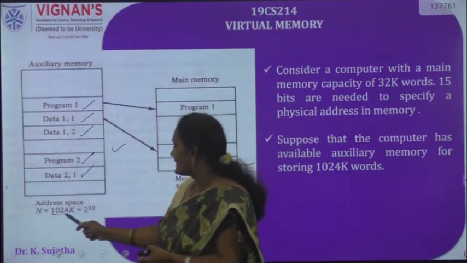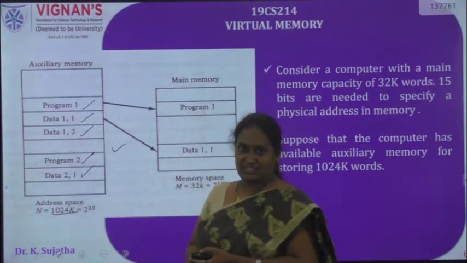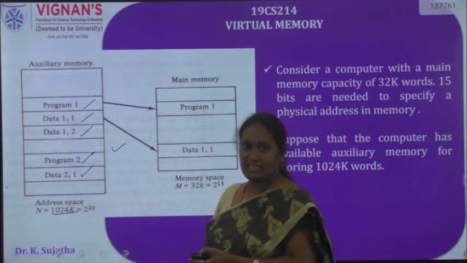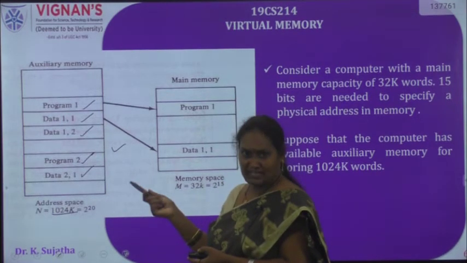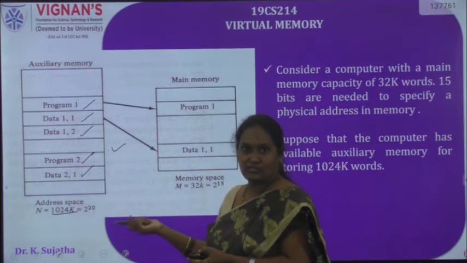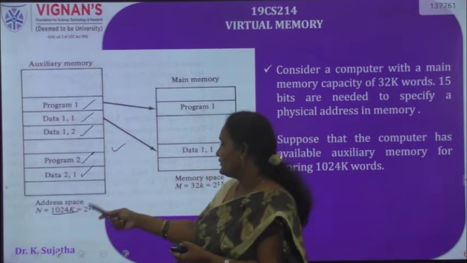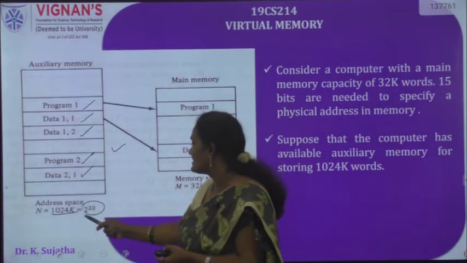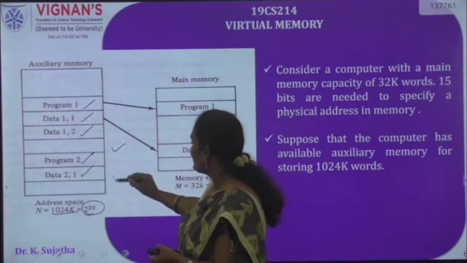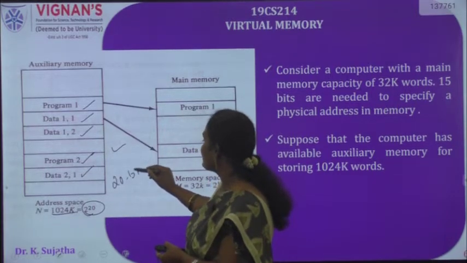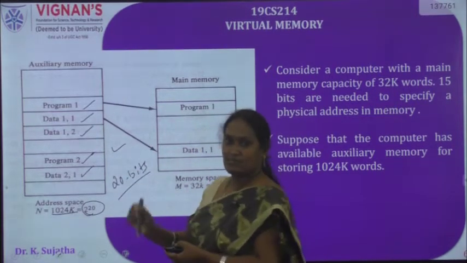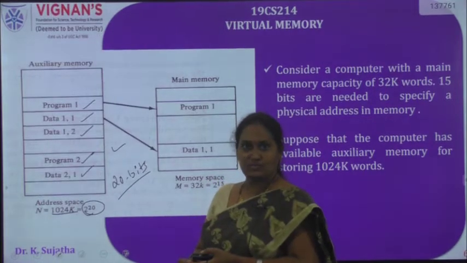Here, suppose it contains 1024K locations. 1K means 1024, that is 2 power 10. So 2 power 10 into 2 power 10 means 2 power 20 locations are there. For the representation of the address of each location, it needs 20 bits.